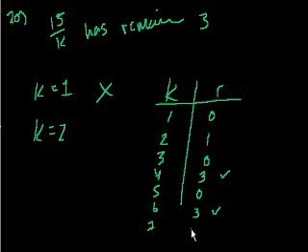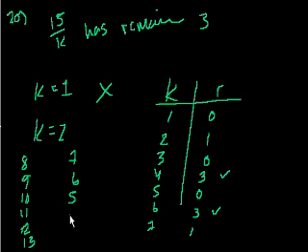7 has a remainder of 1, right? 7, 14, remainder of 1. And then if you just did 8, 9, 10, 11, 12, 13: 8 has a remainder of 7. 9 has a remainder of 6. 10 has a remainder of 5. 11 has a remainder of 4. 15 divided by 11 is 1, remainder 4. 12 has a remainder of 3. So 12 works. 13 has a remainder of 2. 14 has a remainder of 1. And then 15 has no remainder again. So the numbers that work for k are 12, 6, and 4.